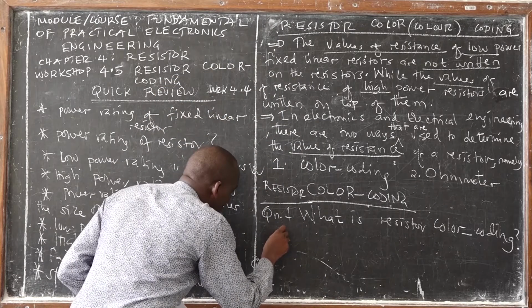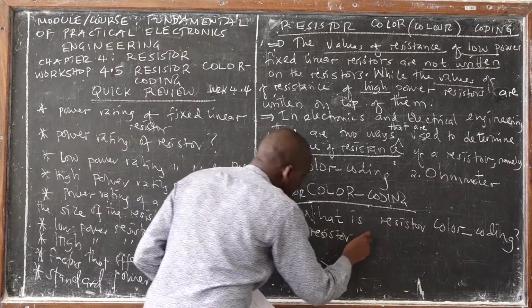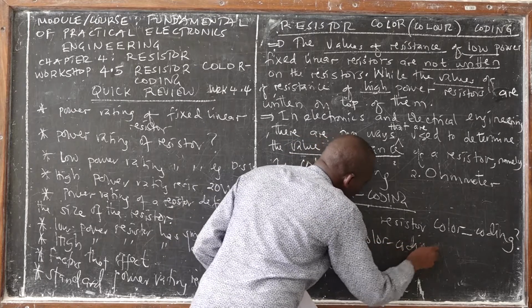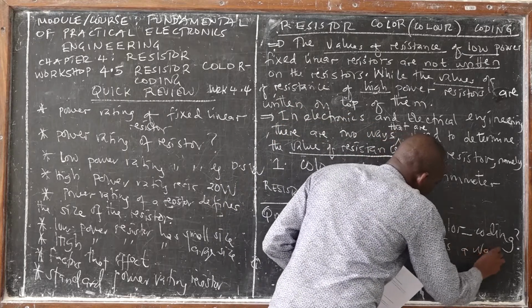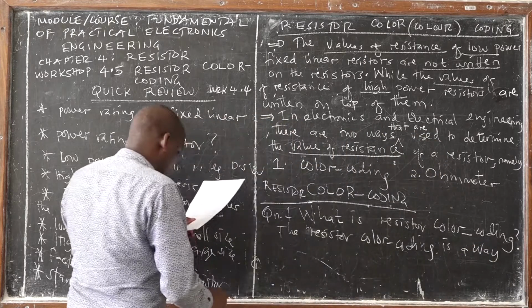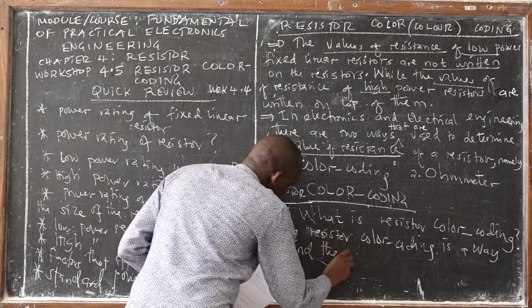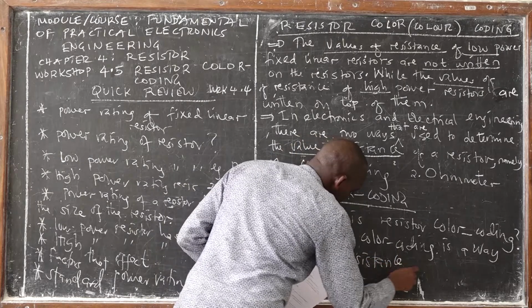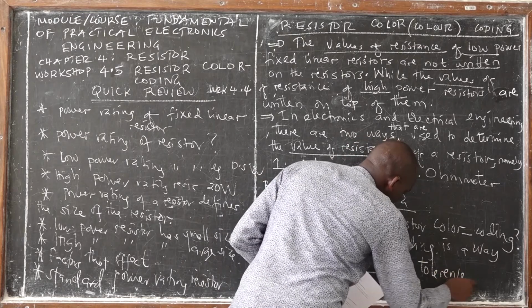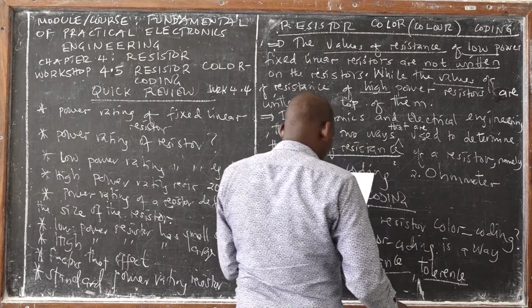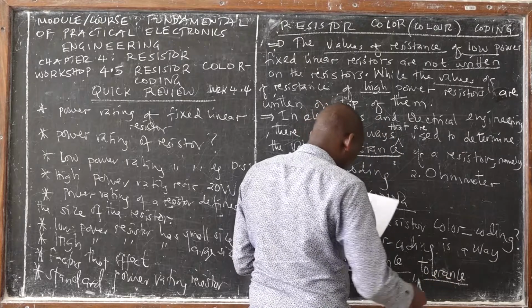So in electronics, we say that resistor color coding is the way to find the resistance, and to find the tolerance.